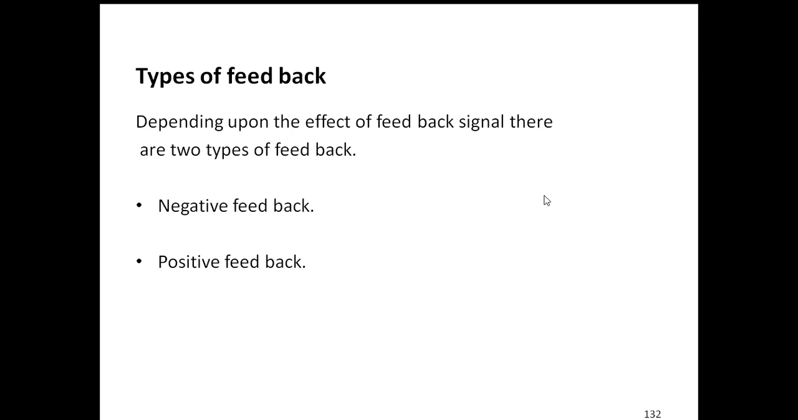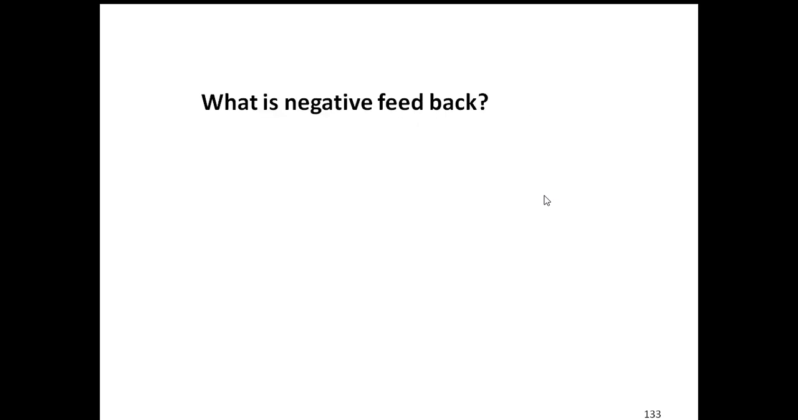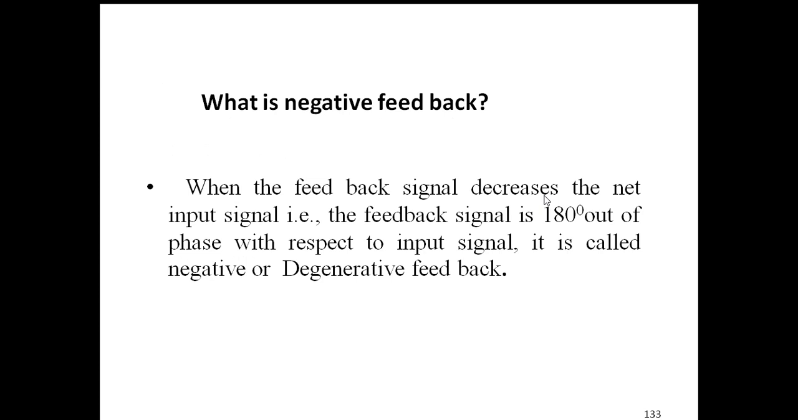There are two types of feedback. Those are negative feedback and positive feedback. First one is negative feedback and second one is positive feedback. Let us define what is negative feedback. When the feedback signal decreases the net input signal, that is, the feedback signal is 180 degrees out of phase with respect to the input signal, it is called negative or degenerative feedback.